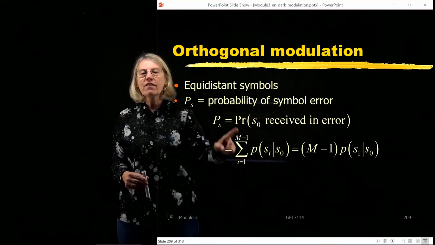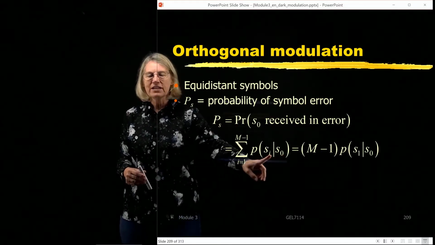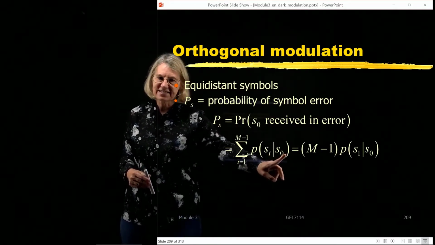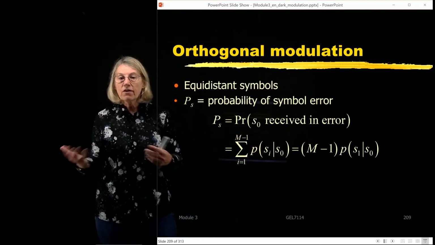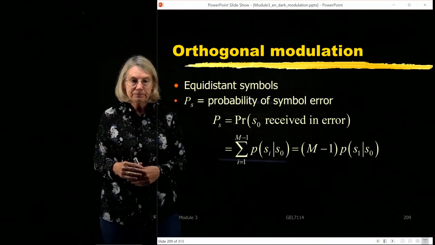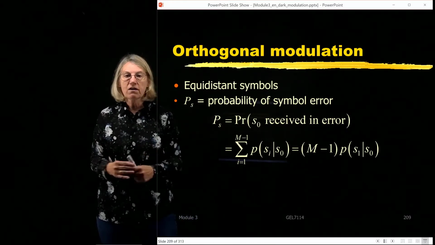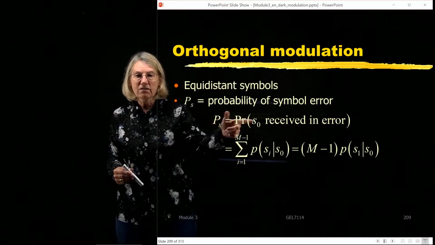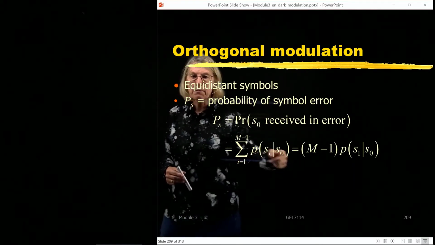I'm summing over all the different ways I could make a mistake. I could have sent S0 and chosen S1. I could have sent S0 and chosen S2, all the way up to M-1. So these are all the different types of errors that I could make. And so if I wanted to know the total symbol error, what would be the total error of making a mistake when S0 is sent? It would be the sum of all these.